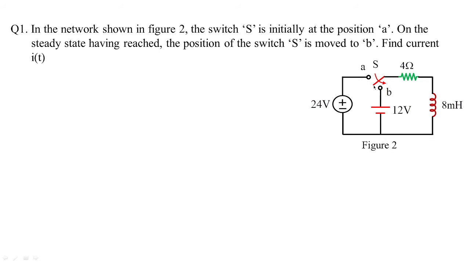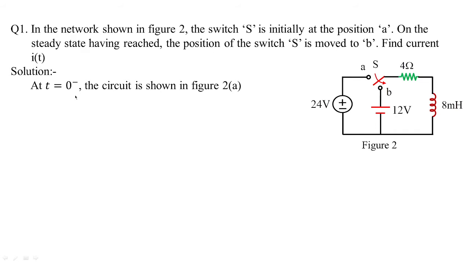So just imagine the switch position at A. Means the switch is at position A and the steady state conditions have been reached. At that position, what is the current flowing in the circuit? Based on that, we have to derive the current I of t after the switch position is moved from A to B. So that is what is given in the problem.